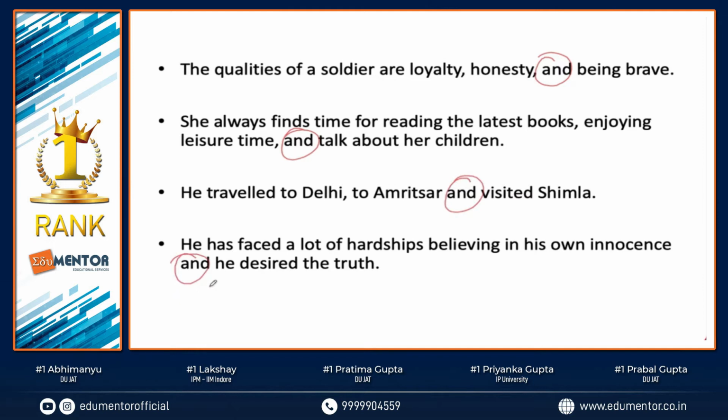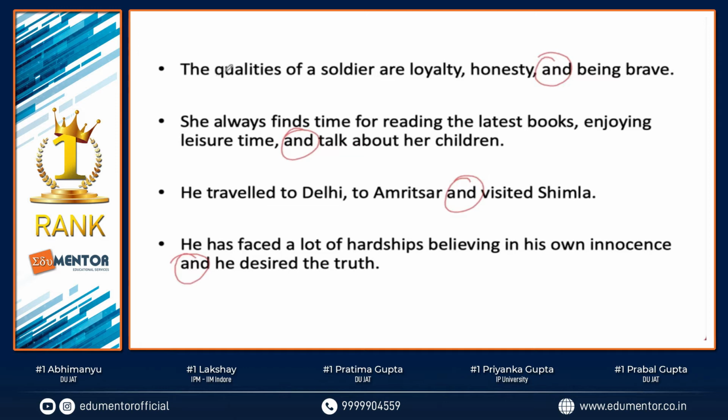So going by what we just understood as far as conjunction is concerned, we have these 4 sentences, and the fact that each of these sentences has a conjunction means they can definitely be broken down into its constituent clauses. So the first one that we have: the qualities of a soldier are loyalty, honesty, and being brave. We clearly have 3 clauses.